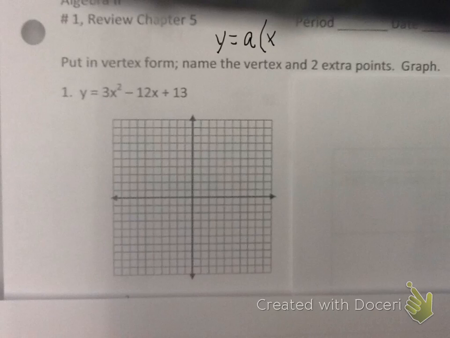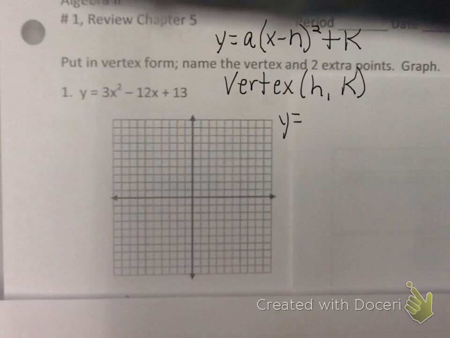First, we're going to put in vertex formula. The vertex form is y equals a(x minus h) squared plus k, where the vertex is (h, k). Remember that the vertex is the opposite of h inside the formula.